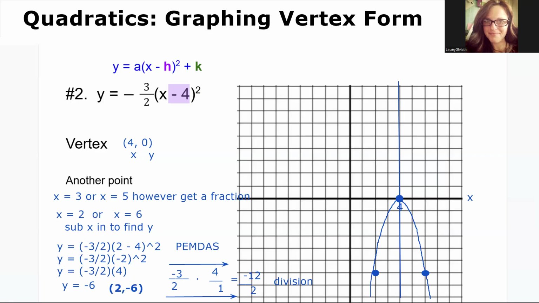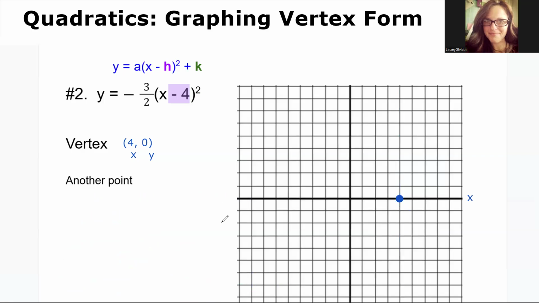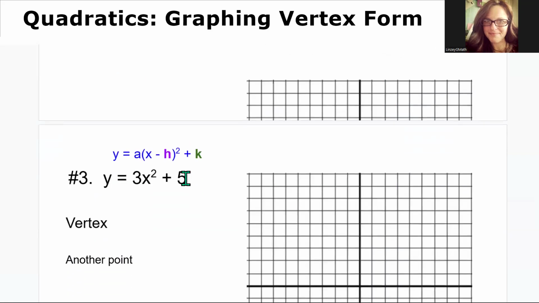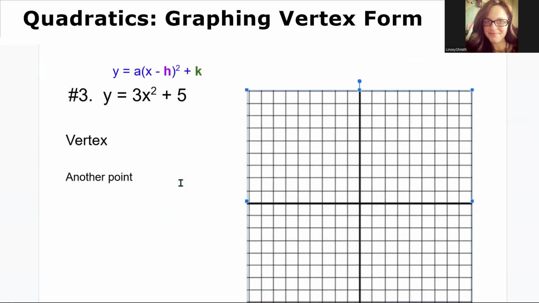And number 3, last example. Got an extra graph there. Interesting.